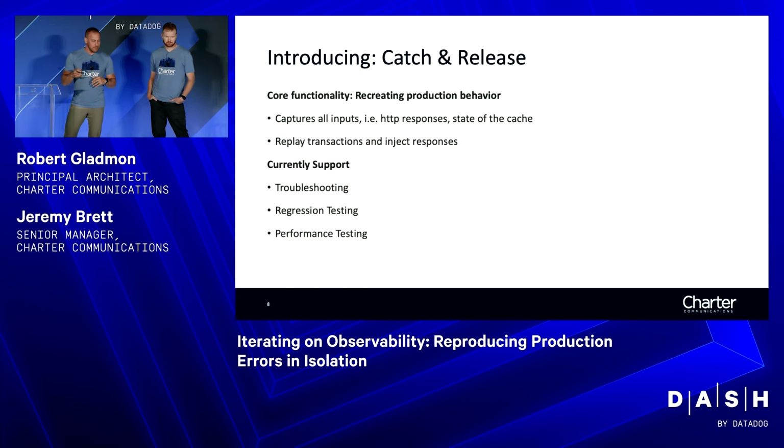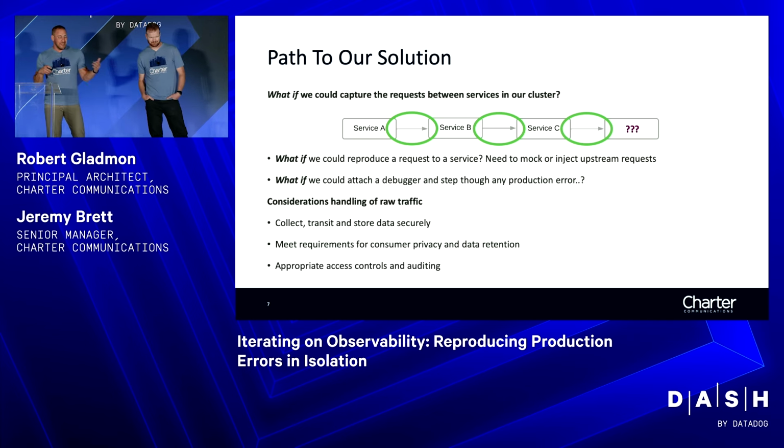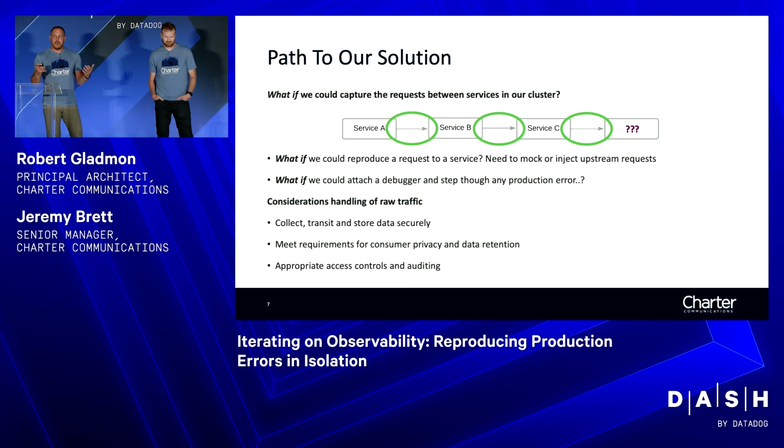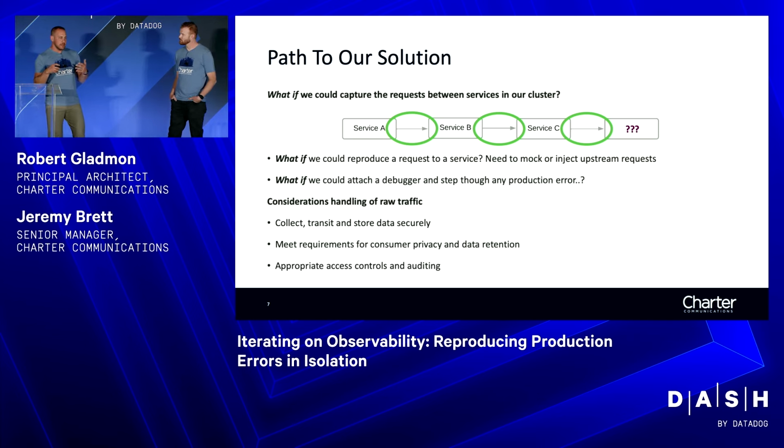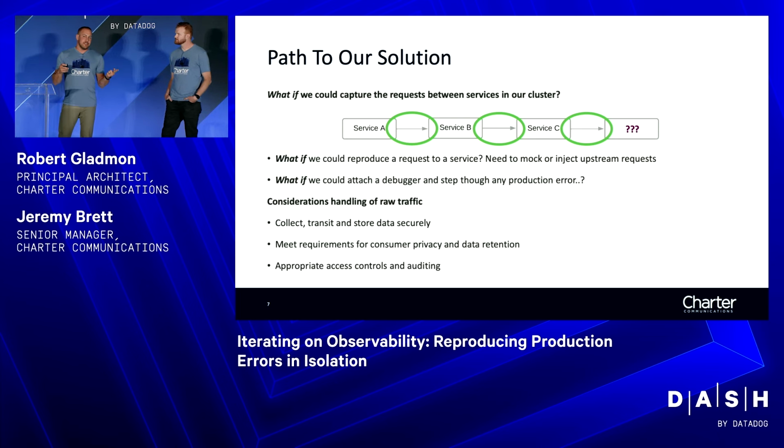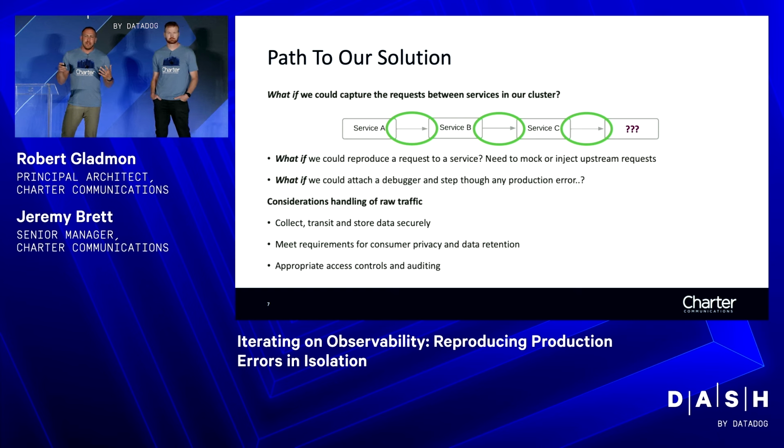However, all this information is raw traffic, right? So if we're going to collect this information, we have to collect, transmit, and store it securely. We need to meet requirements for consumer protection and data retention. We need auditing and access controls. So if we're going to collect this information, we have to do it right. That's something we had to solve in the beginning. But when we decided we were going to do this, we asked, well, why not? Why can't we do this?